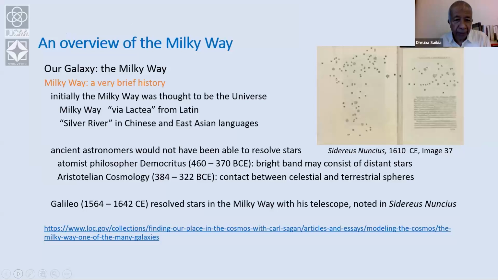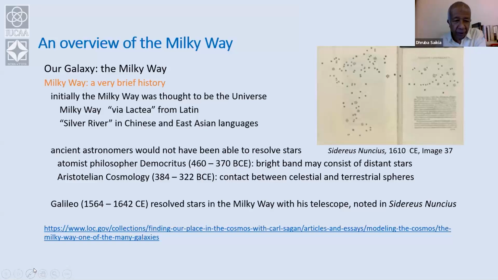Now, initially, the Milky Way was thought to be the universe. That was all there is to it in our universe. And the Milky Way comes from the Latin word Via Lactea. It is also referred to as the Silver River in Chinese and East Asian languages. In the Kalahari Desert, it was referred to as the backbone of the night. But ancient astronomers would not have been able to resolve stars.